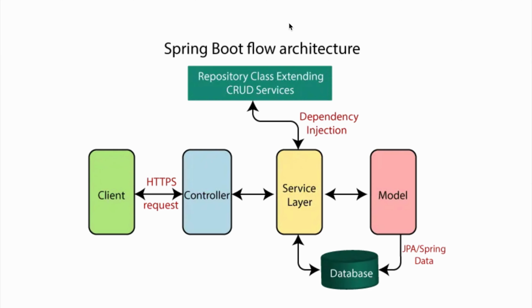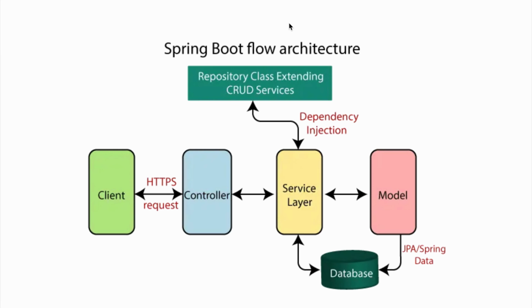Coming to the fourth and last one, which is the model layer. In this layer we have the entities and the DTOs. Entities are nothing but Java classes that we annotate with @Entity. What does it give you? Normally, if you want to create a table, you go to the database and create the table manually.